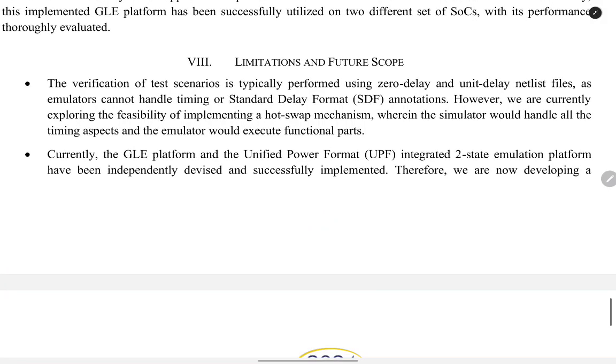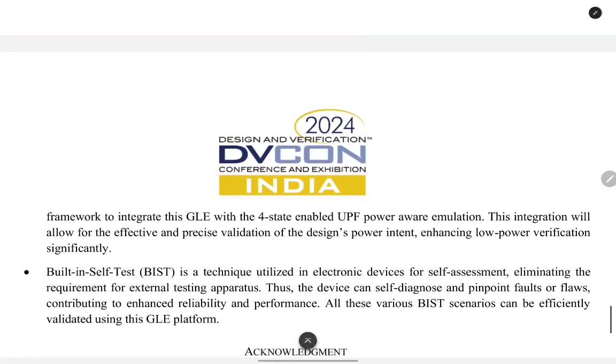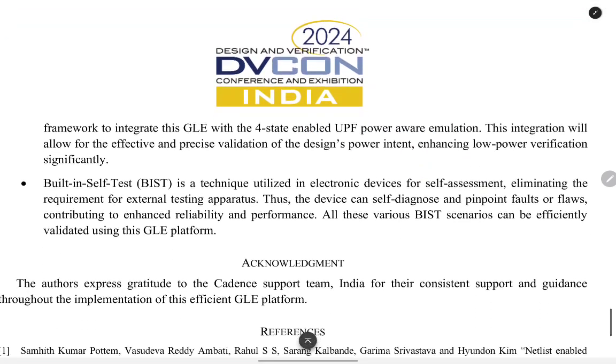Currently, the GLE platform and the Unified Power Format (UPF) integrated two-state emulation platform have been independently devised and successfully implemented. So, we are now developing a framework to integrate GLE with a 4-state enabled UPF power-aware emulation. This integration will allow for effective and precise validation of the design power intent, and enhance the low power verification significantly.